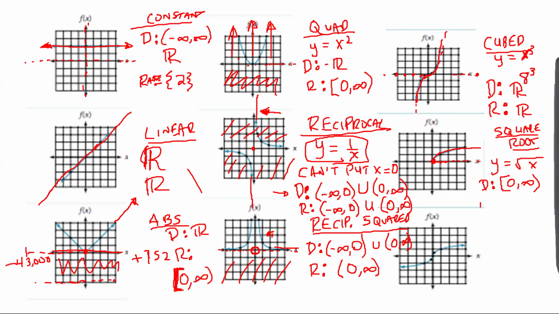The range, though, it's going to start here at 0. Y equals 0 is going to go up to y equals 1, y equals 2, y equals 4. As I put bigger elements of the domain in, I'm going to get bigger elements of the range. So that can go all the way up to infinity like that.